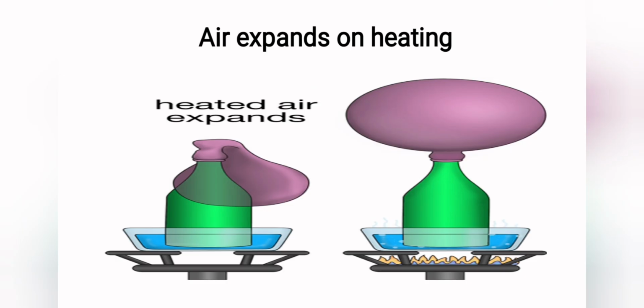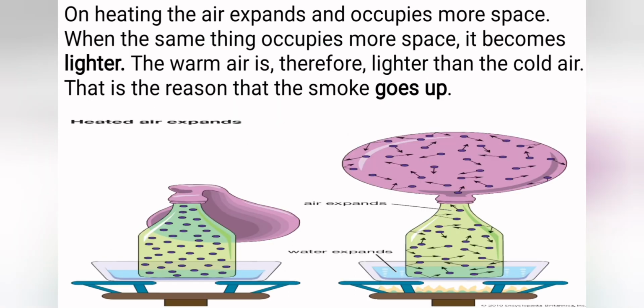So students, let's take the third property, and that is air expands on heating. Means on heating, the air expands and occupies more space. To understand this, we will take one glass bottle and keep its mouth covered with a balloon, and then we are going to keep it inside a vessel which is full of water, and then we are going to heat it.